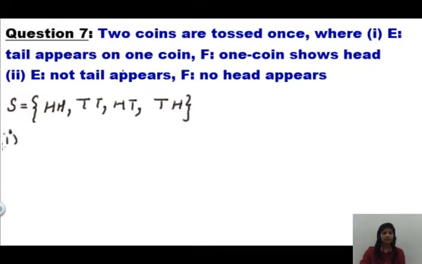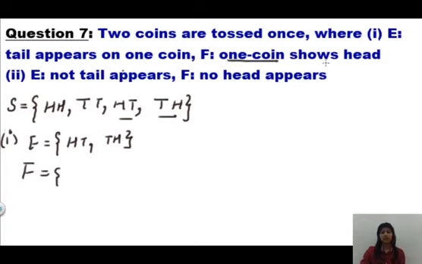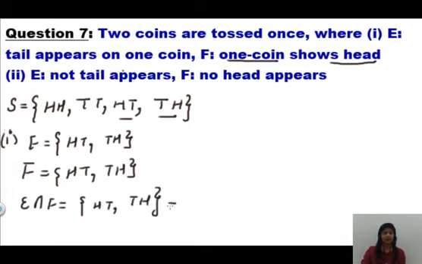In the first part, event E is defined as tail appears on one coin. Only one coin should have a tail. So HT and TH, these are the favorable ones. In F, what are they saying? F is defined as one coin shows head. Only one coin will show head. So it is also HT and TH. Now as we can see clearly, in their intersection both are the same actually. HT and TH will come. That means the number of elements in E intersection F is 2. We have to find the probability of E given F.